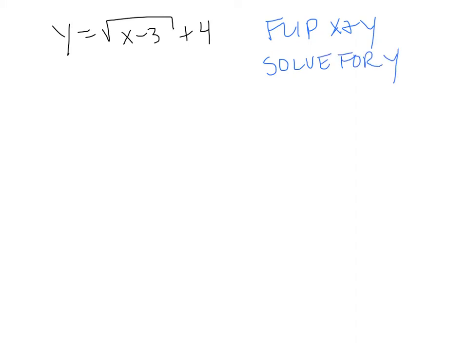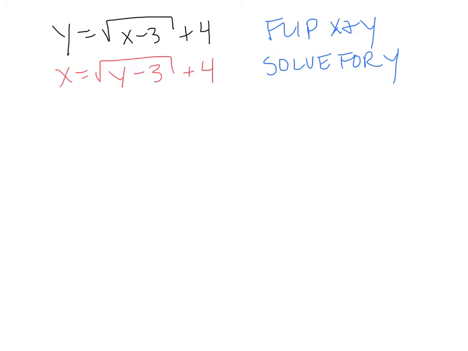And then we'll look at the graphs of these things. So if we flip our x and y, we're going to end up with x equals the square root of y minus 3 plus 4. Remember, this is not the inverse. You actually have to isolate y. Otherwise you don't have the inverse. You don't have a function that's been solved for the output.